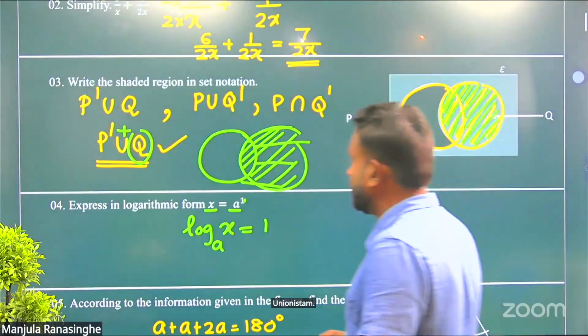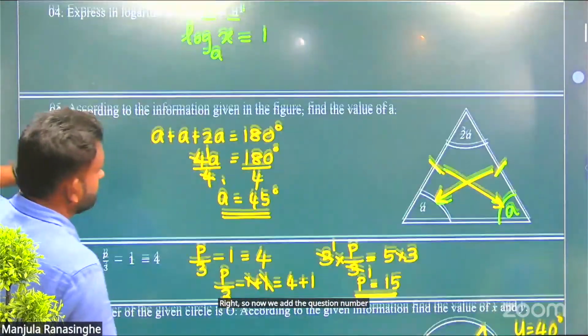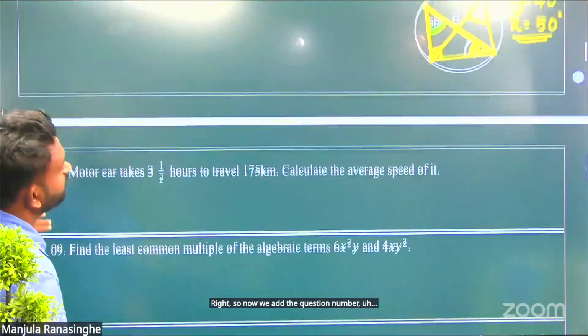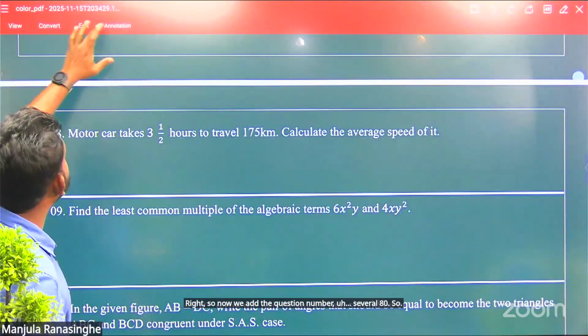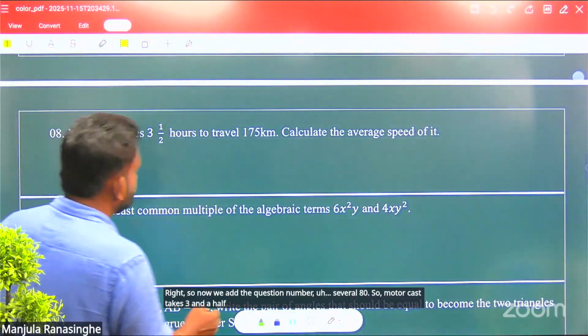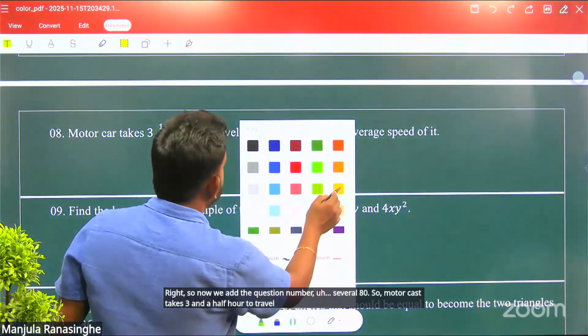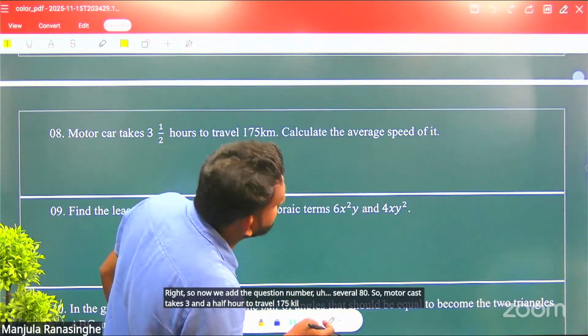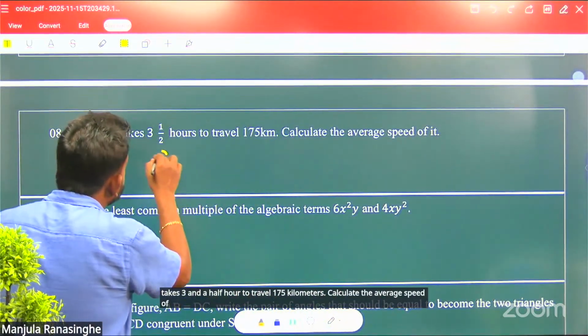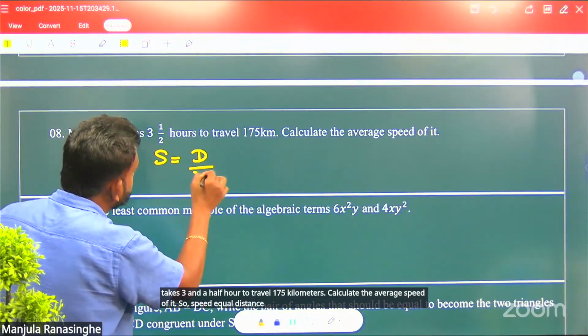Right. So now we add the question number 7, 8. A motor car takes 3.5 hours to travel 175 kilometers. Calculate the average speed of it. So speed equals distance over time.